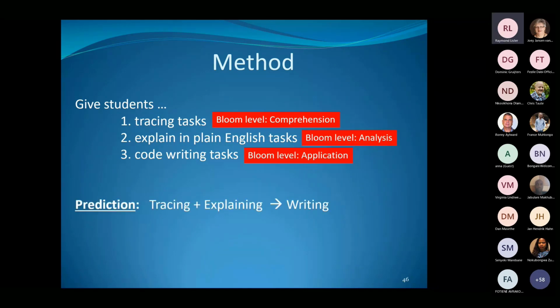Now in a final exam, once again we're just using our final exam. And our prediction was that there would be some sort of relationship between tracing and explaining, the ability to do those skills, and the ability to write. Now, I don't literally mean a plus sign like in addition. We're just saying tracing and explaining. Maybe an and sign would have been better there. Okay, so let's see what happened.